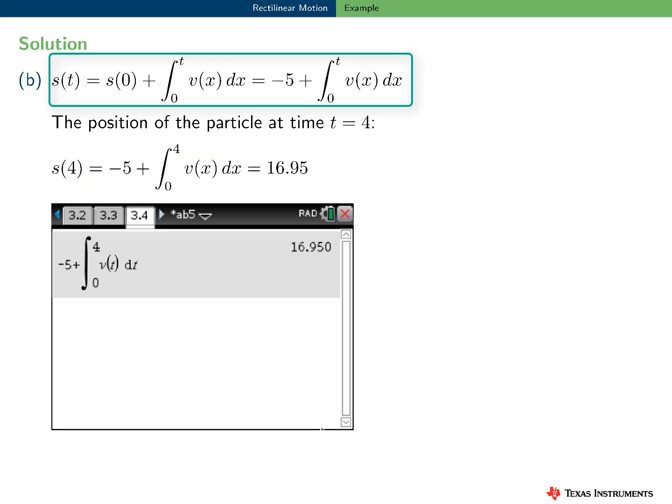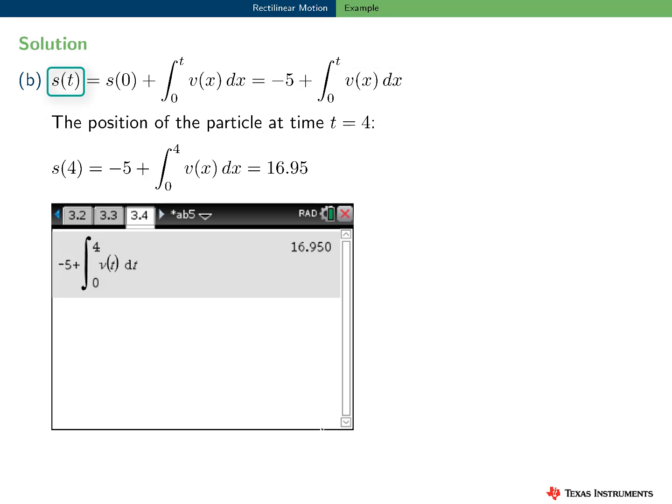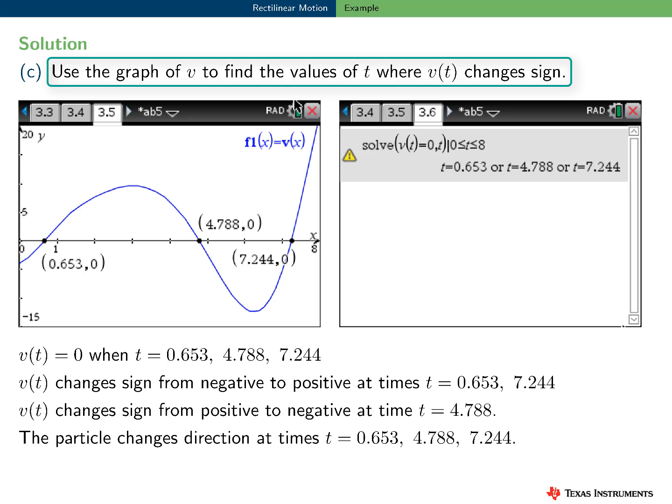In part B, here's a general expression for the position of the particle at any time t. The final position at time t is equal to the initial or start position plus the net change in position. And to find the position of the particle at time t equal to 4, I need to use technology. Here's a single mathematical expression for the position of the particle, and at time t equal 4, the position is 16.95.